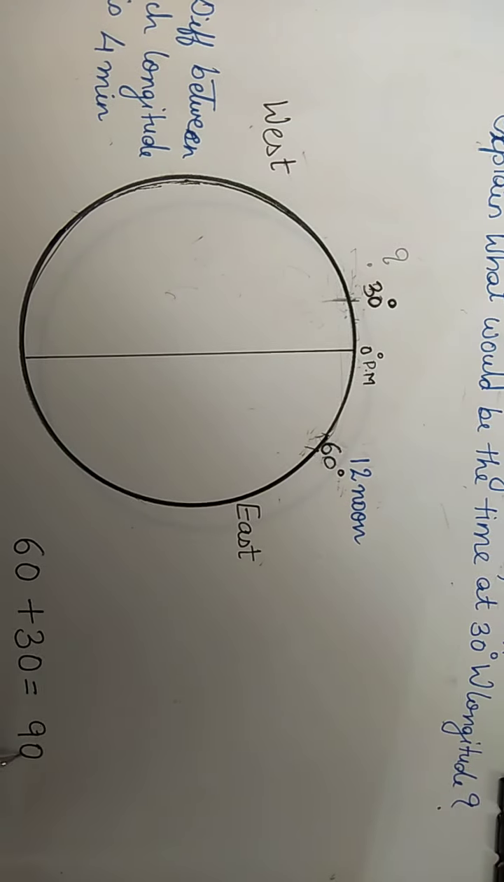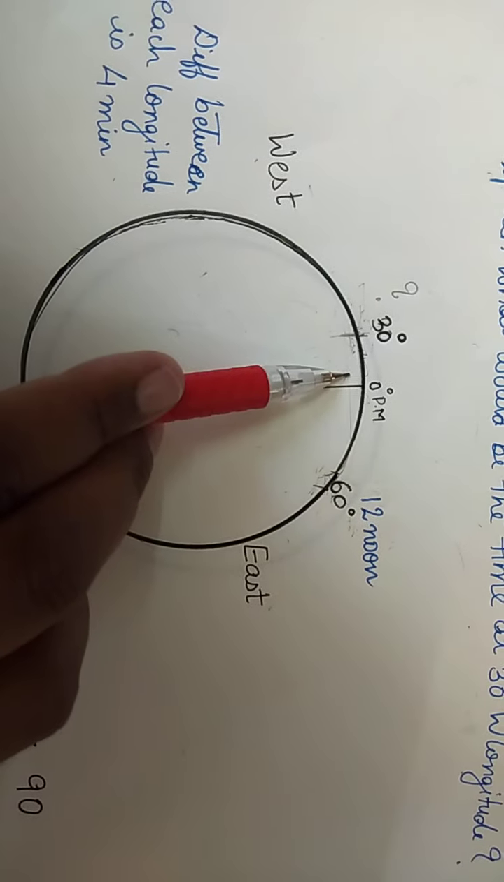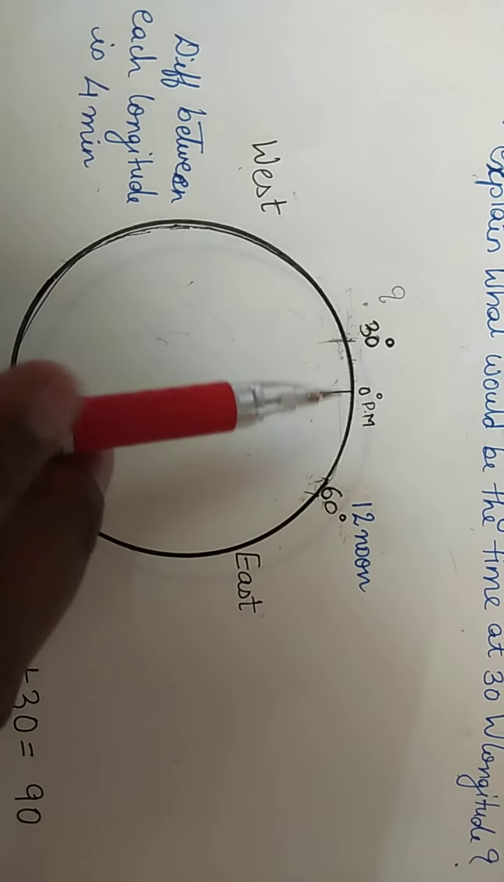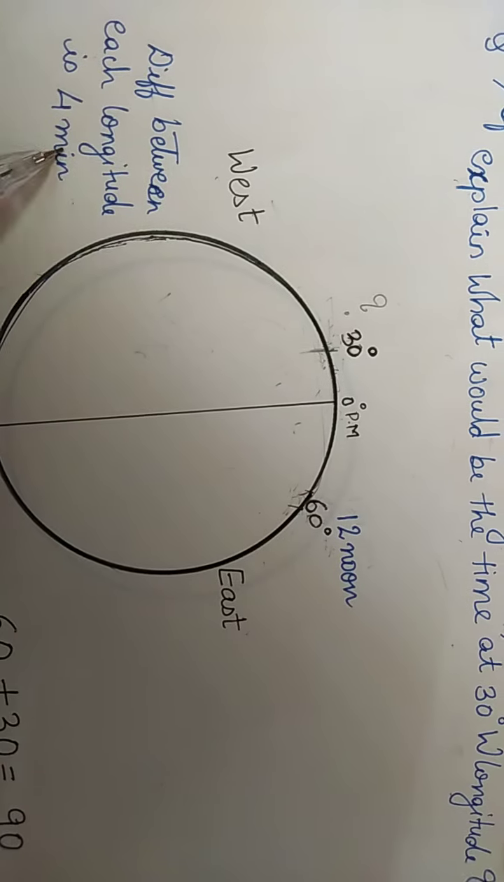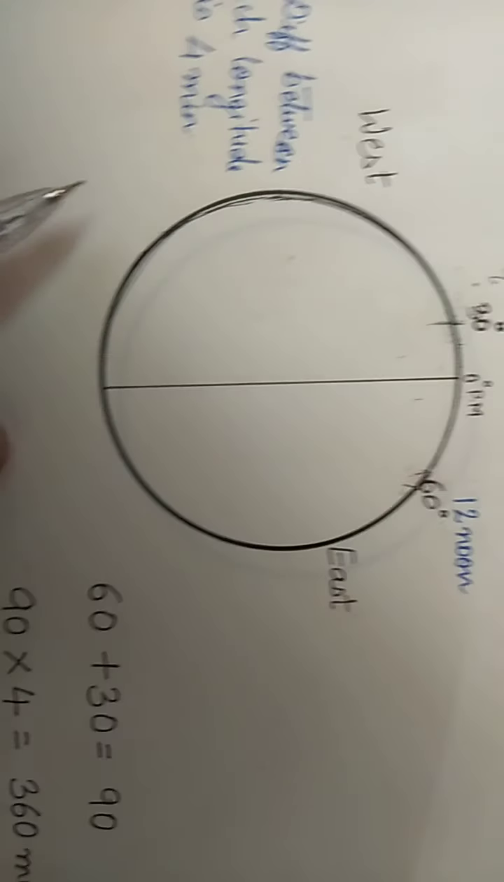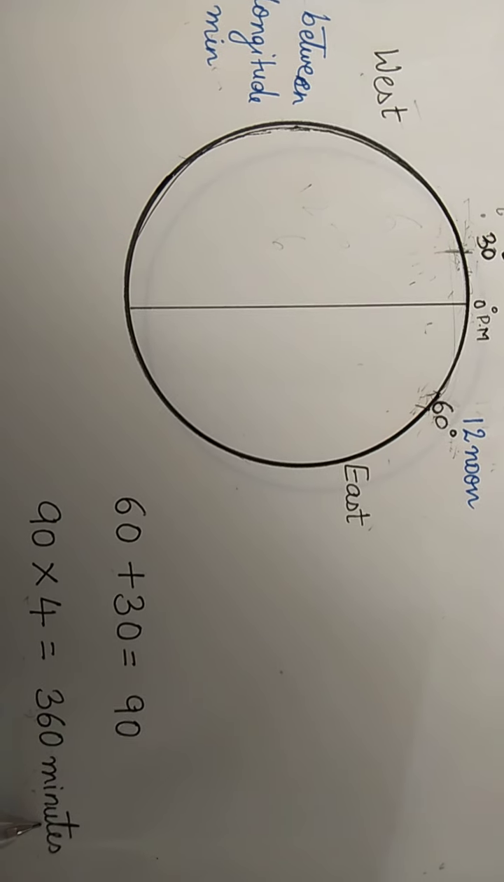This is what we are getting as longitude. 60 plus 30, this is the 90 degree difference of longitude. Now this 90 degrees we have to convert into minutes. Difference between each longitude is 4 minutes. So 90 into 4 we are doing, that is 360 minutes we are getting.